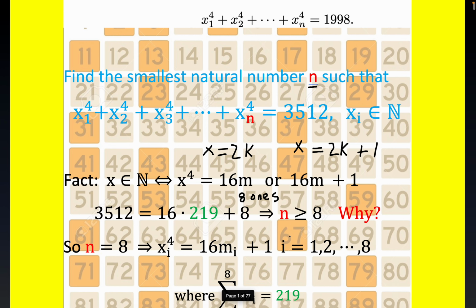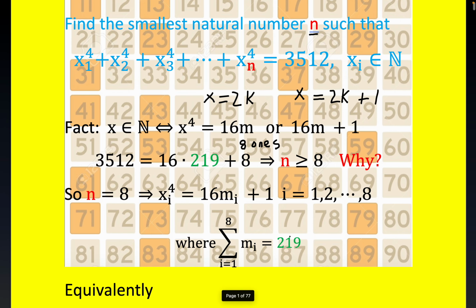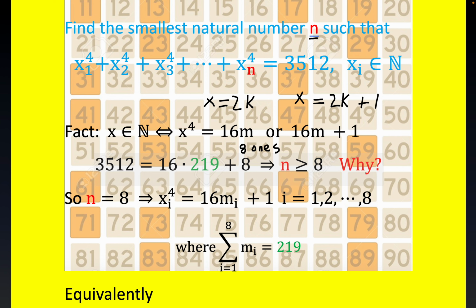All right, so let's continue. Now, each of these m sub i's have to sum up to 219. That's clear because this is 16 times m sub i, right? But 3512 puts some constraints on the upper bounds for the m sub i's. And I don't think that requires a whole lot of explaining. The summation from i equals 1 to 8 of m sub i has to equal 219, and anything that would exceed that would be taboo here.